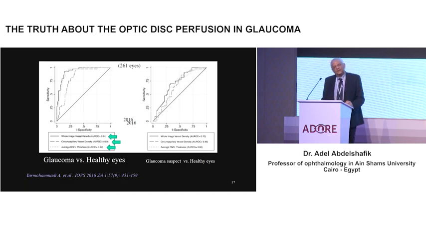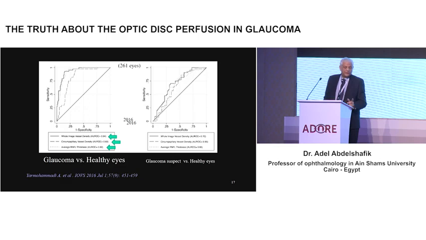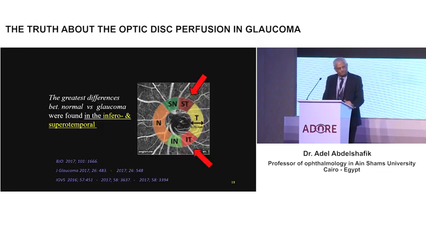This study was done over 261 patients, and it was found that the whole area, the 3 by 3 or 4.5 by 4.5 whole area vasculature around the disc, is a very good predictor to differentiate between glaucomatous and non-glaucomatous eyes. The area under the curve for the whole area image is almost near to 1. It's 0.94. So it's a very good predictor to differentiate between normal and glaucomatous eyes.